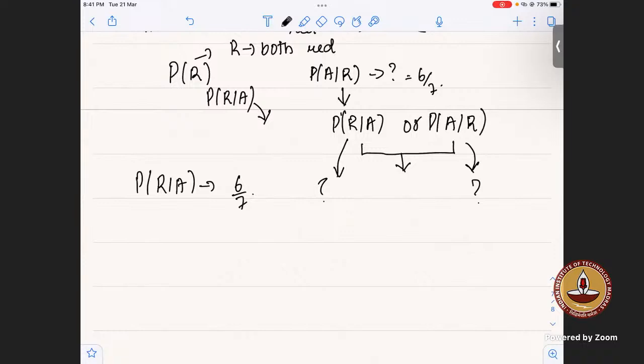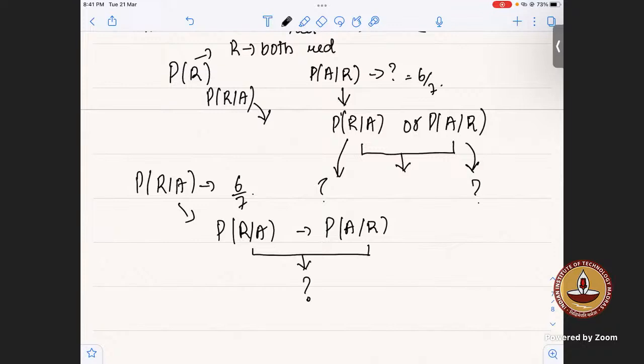Trust me, there are a lot of people who are confused with this. Is it P of R given A, or is it P of A given R? That is my point. There are a lot of people who are confused in this as well. Like you want to ask, is this P of R given A? No, that is not my question. I have written P of R.